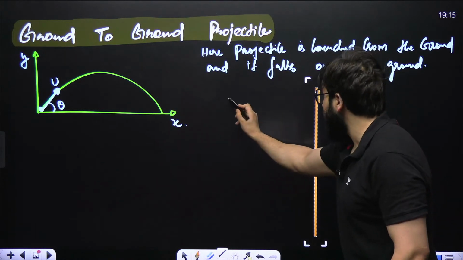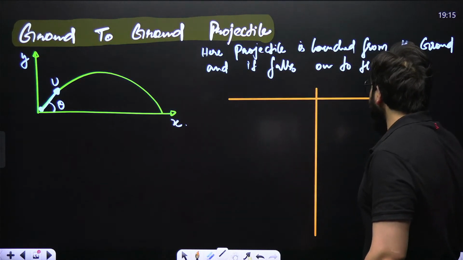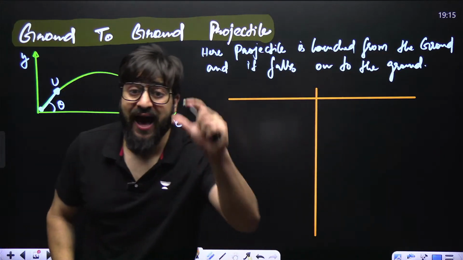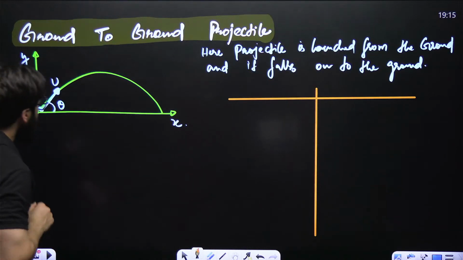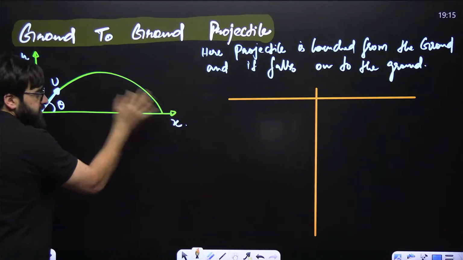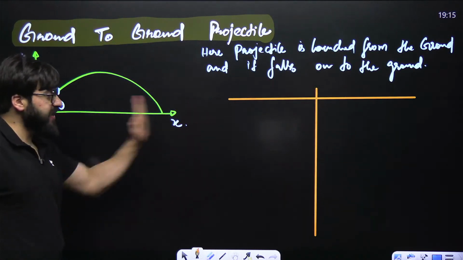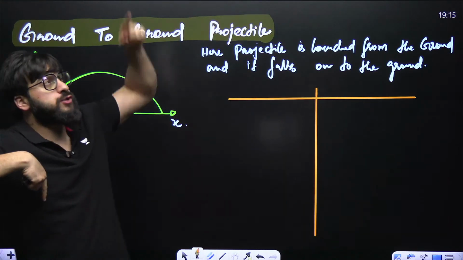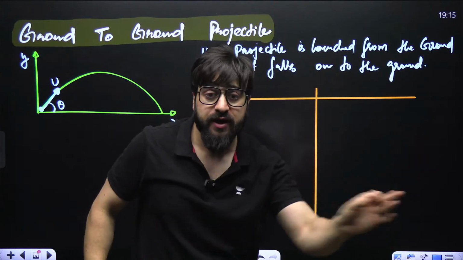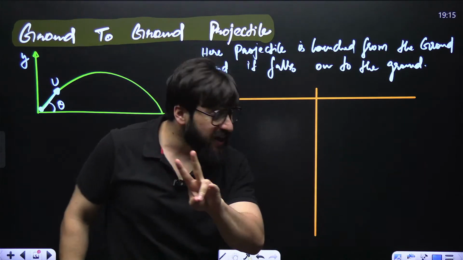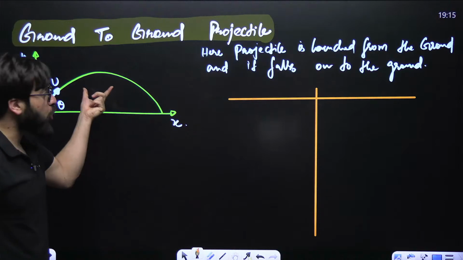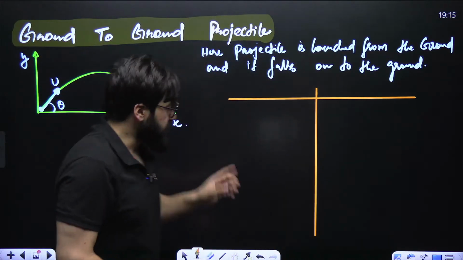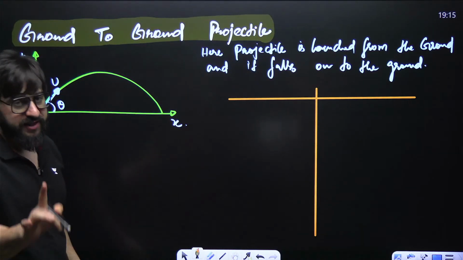I'll divide this projectile motion into horizontal as well as vertical motion. Guys, see, if you are throwing a projectile something like this, it is covering the horizontal distance also, it is covering the vertical distance also, it is going up as well as forward. So this is the combination of horizontal and vertical motion.